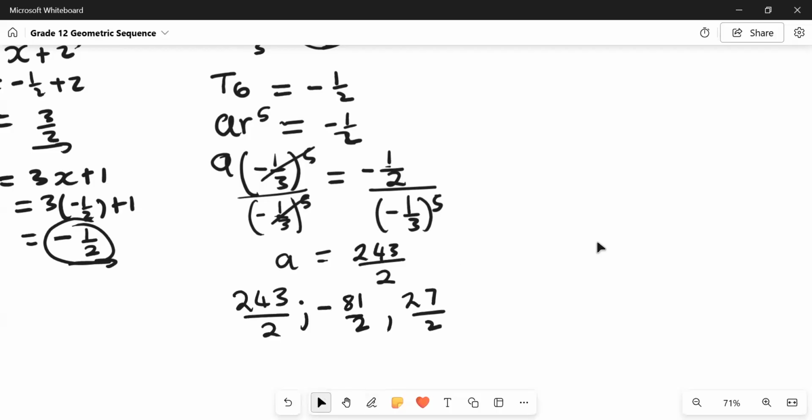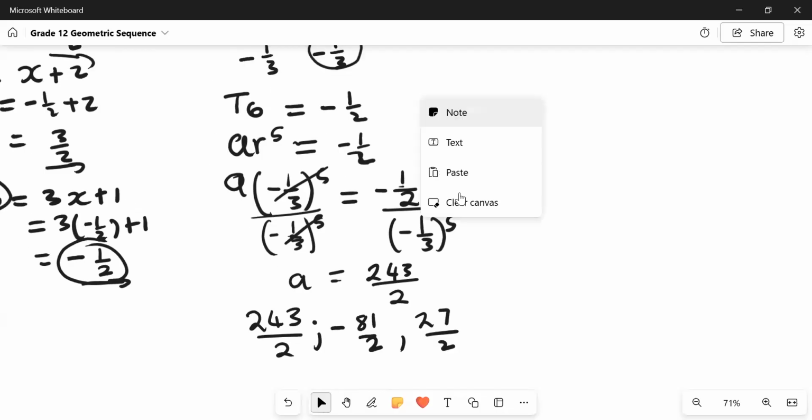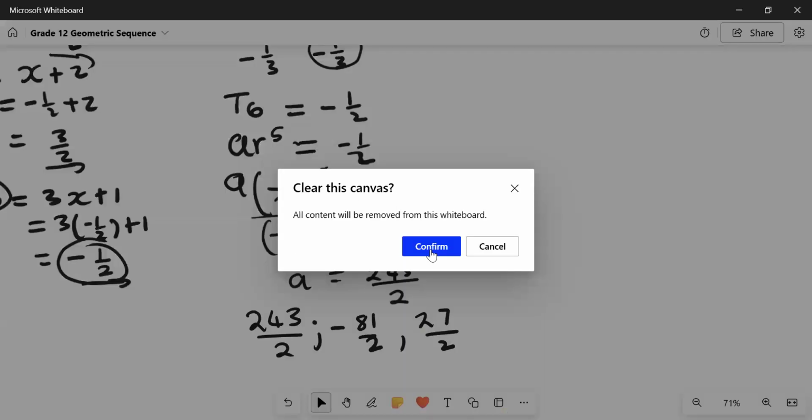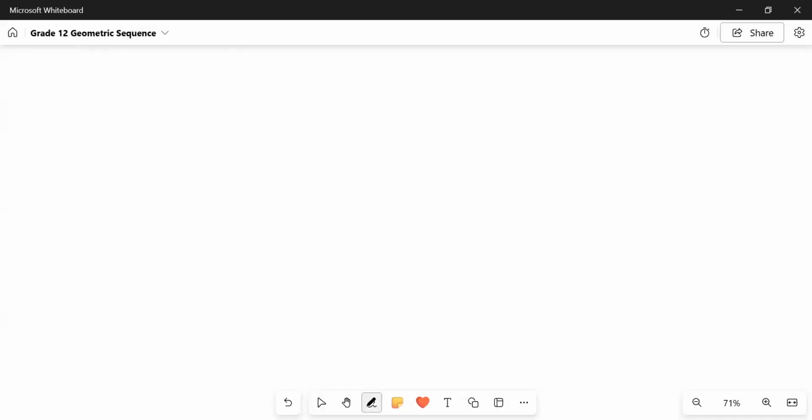Then that's it for the sequence, right? But only if x is equal to negative half. So what happens now if x is equal to 8? Now x is equal to 8. Again, we do the same thing.